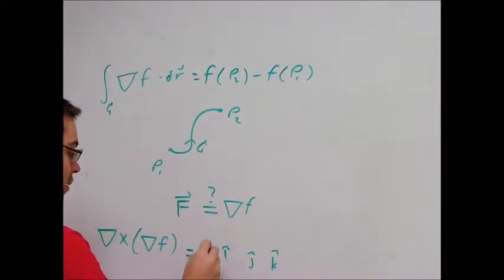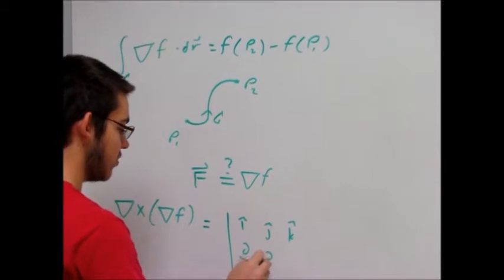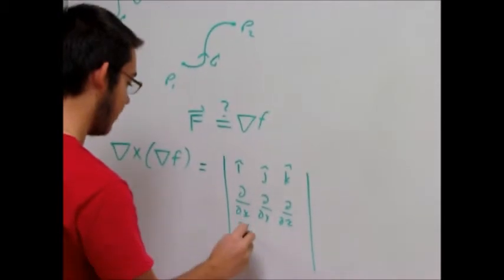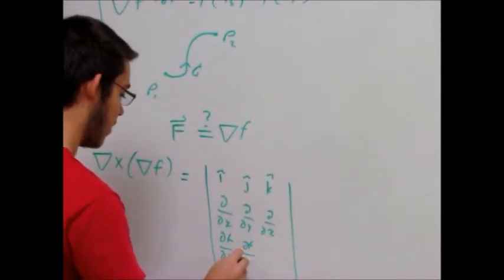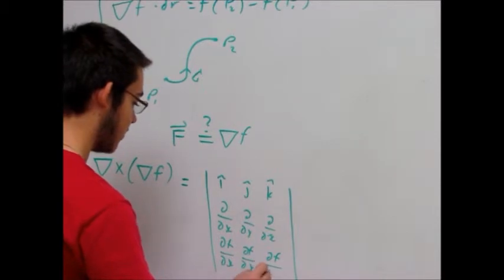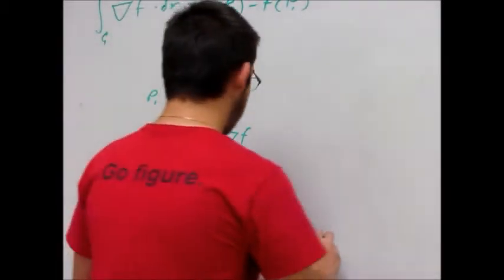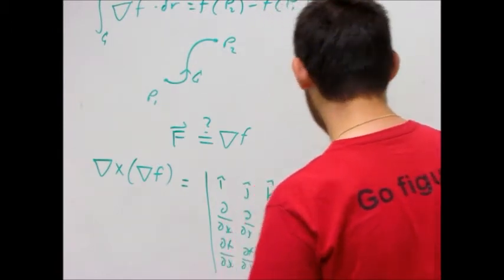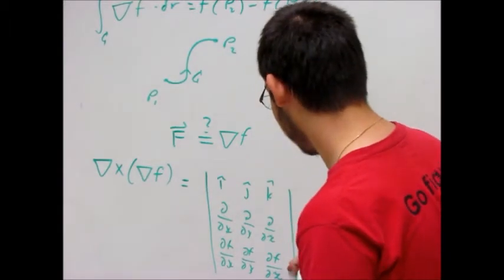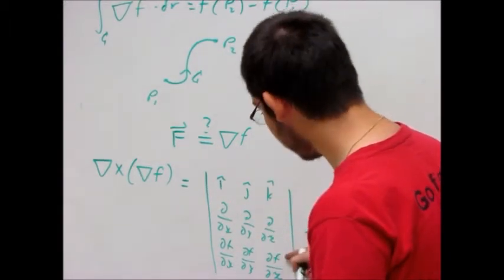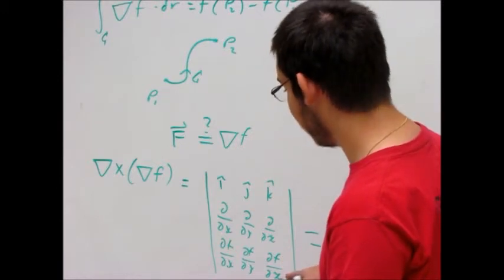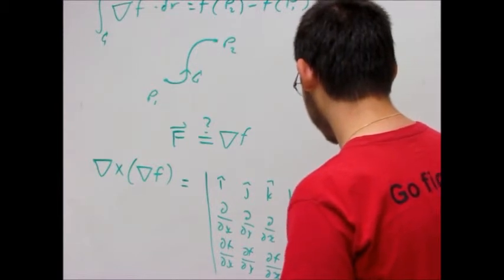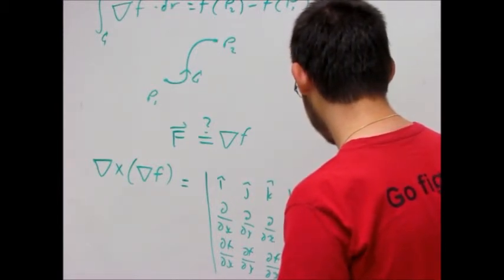i, j, k, partial with respect to x, partial with respect to y, partial with respect to z, and this is partial f partial x, partial f partial y, partial f partial z. So that would be, so your i component, you calculate i this way, which would be partial with respect to y, partial of f with respect to z, and then partial of y of that. So that would be the second order partial derivative with respect to z first, and then y.